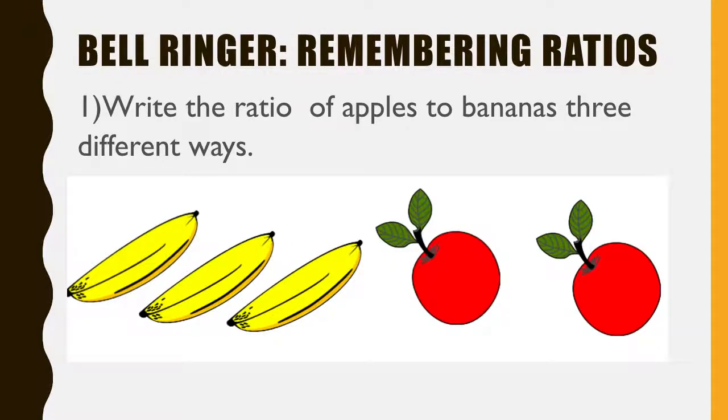We're going to start out with our bell ringer, remembering ratios. Write the ratios of apples to bananas 3 different ways. If you don't remember all 3 different ways, write as many of the ways as you can remember.